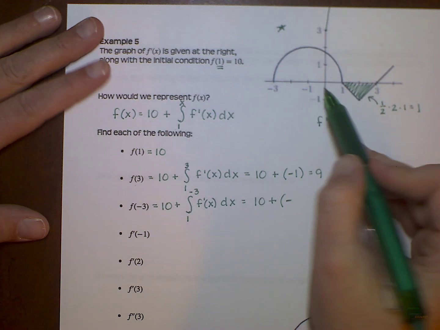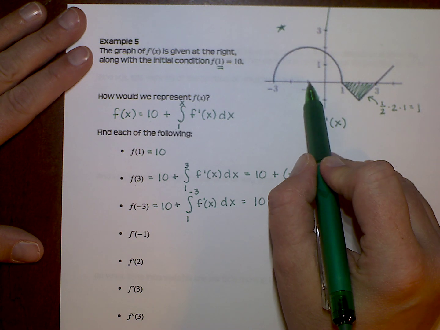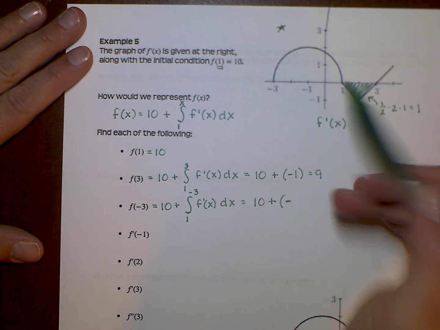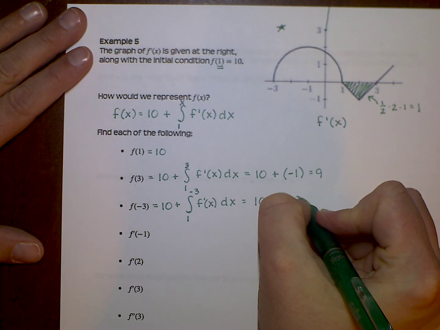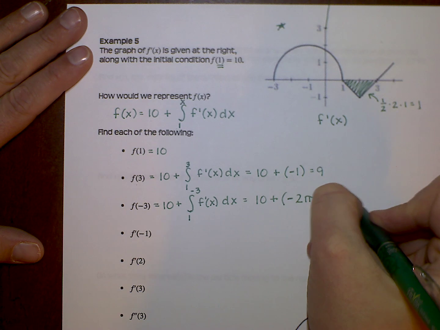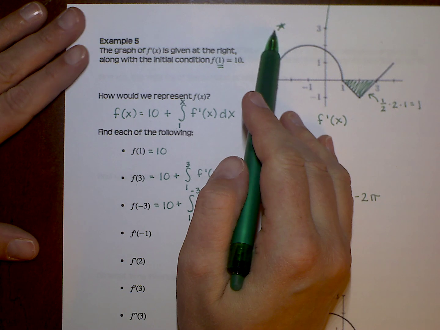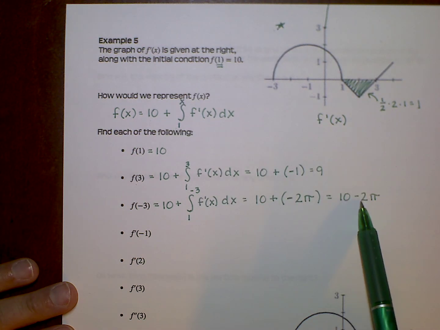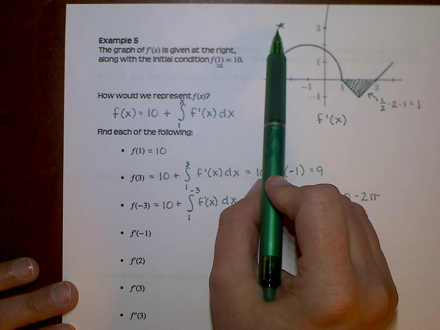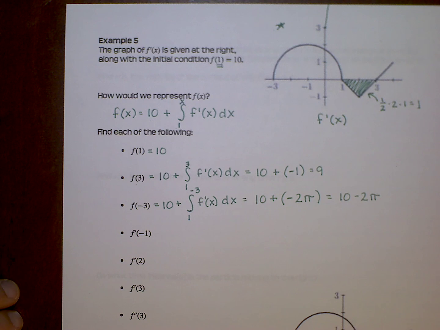My area here is a radius of 2, so I'm going to say pi times 2 squared, so pi times 4, and then cut that in half because it's a semicircle. So 10 plus -2 pi, otherwise known as just 10 minus 2 pi. Remember, I drew this star here and said I wasn't totally sure exactly where that's at. This is like 10 minus 6-ish, a little more than 6, so this is going to be a little less than 4. So actually, I wasn't too far off. It's going to be 3 point something there.